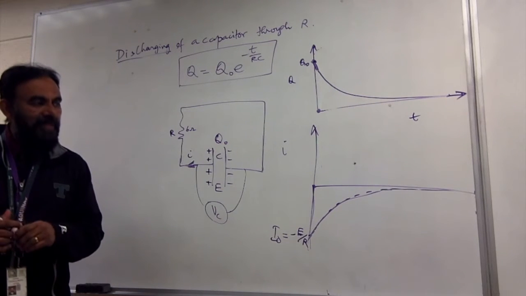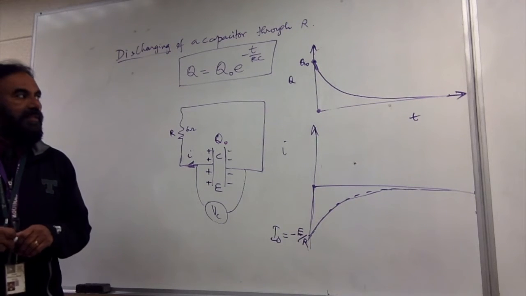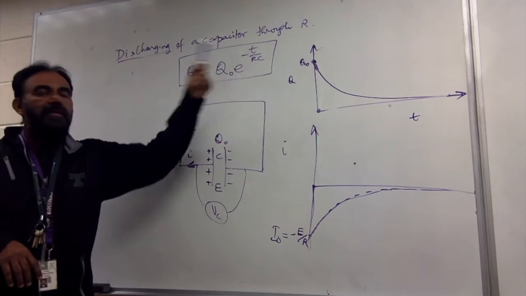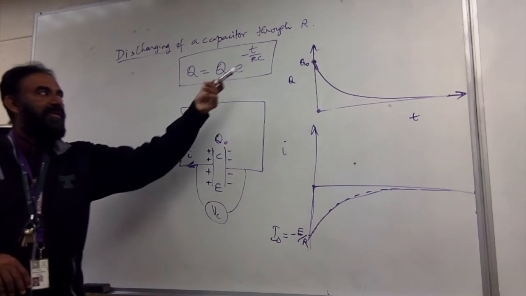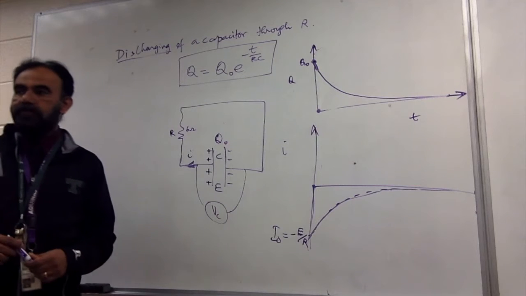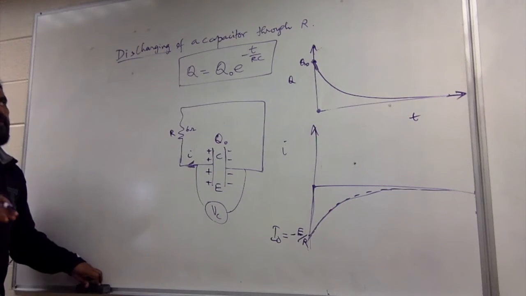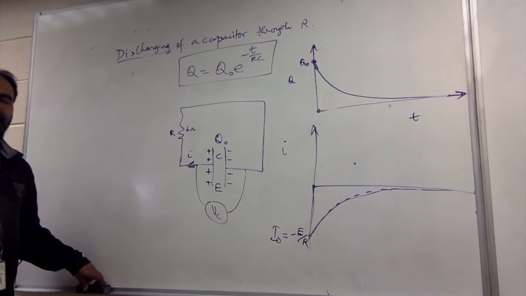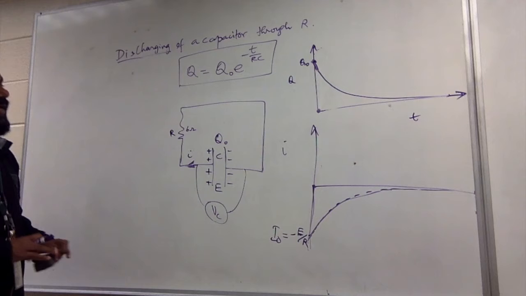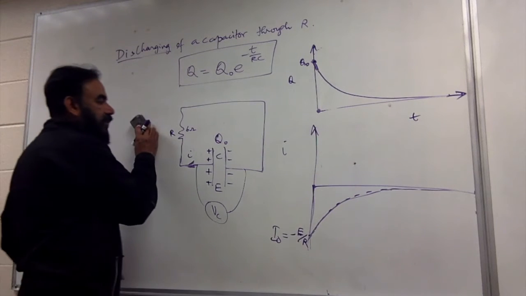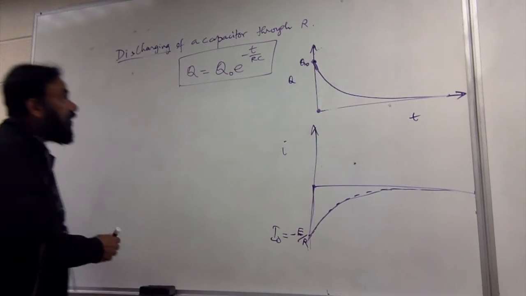So there is a timing involved in this. The timing depends purely on R. And of course, it also has to do with the capacitor too. And that timing is what we call a time constant. So we're going to define what a time constant is. So we can write it down. Time constant.